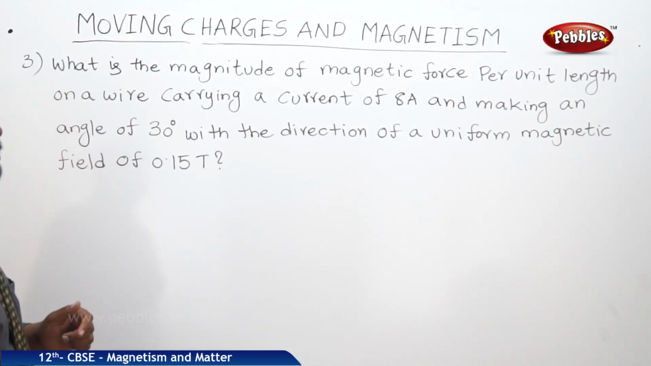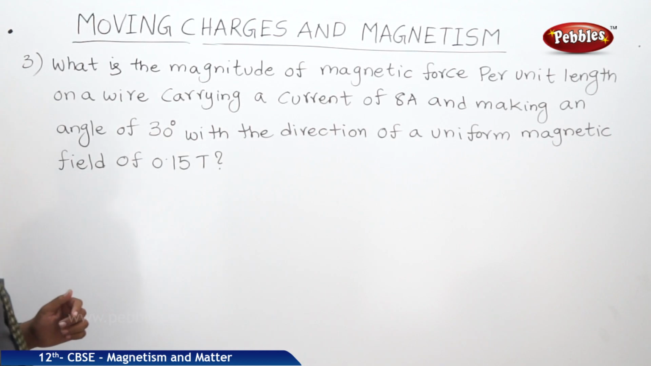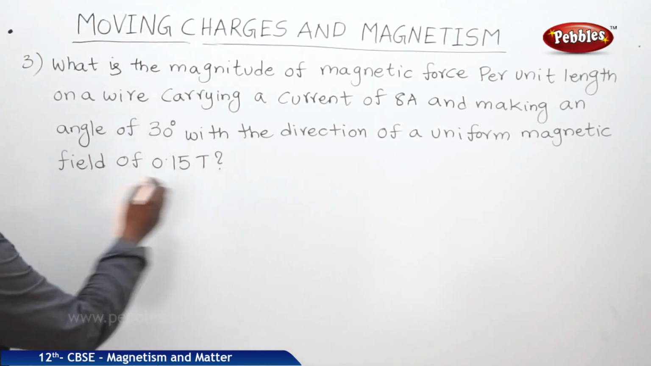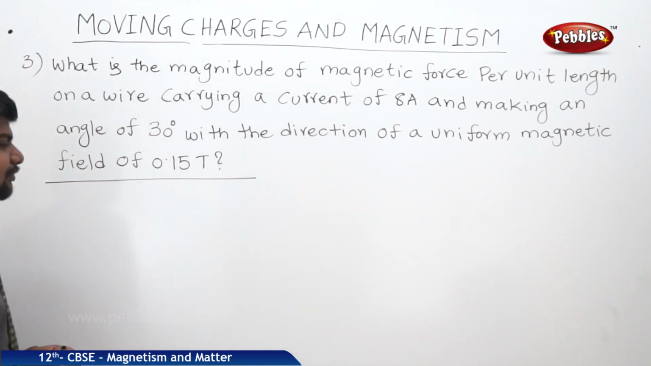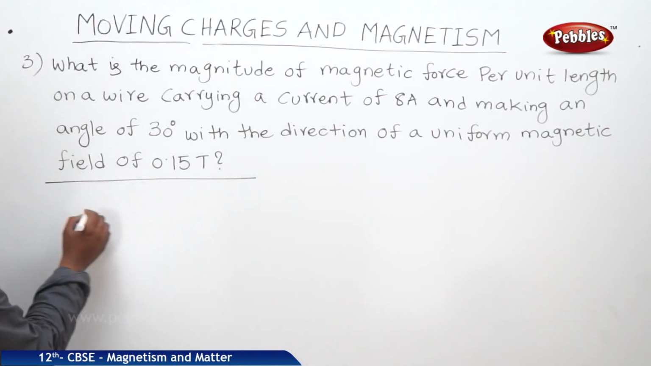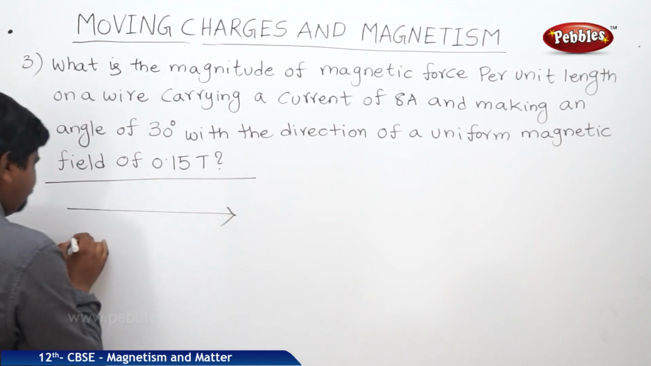So this is the next problem. What is the magnitude of the magnetic force per unit length on a wire carrying a current of 8 amperes and making an angle of 30 degrees with the direction of a uniform magnetic field of 0.15 Tesla? Means like this. This is the uniform magnetic field.